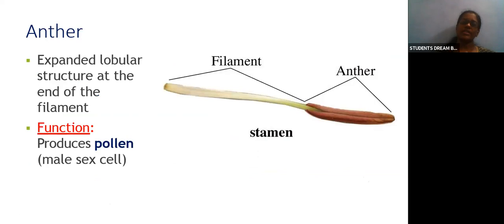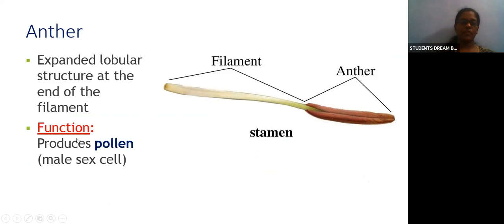Now what is the anther? It is an expanded lobular structure at the end of the filament. So this is the filament here. At the end of the filament, there is an expanded lobular structure. What is lobular? Lobular means a circular or flattened projection which hangs outside. So it is an extension of the filament which is hanging outside. That is the anther.